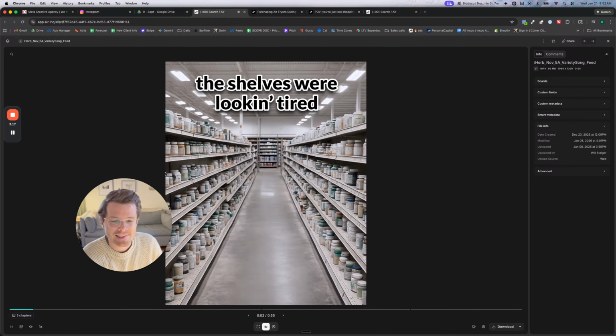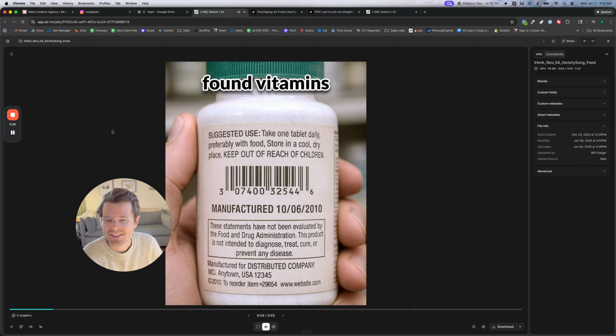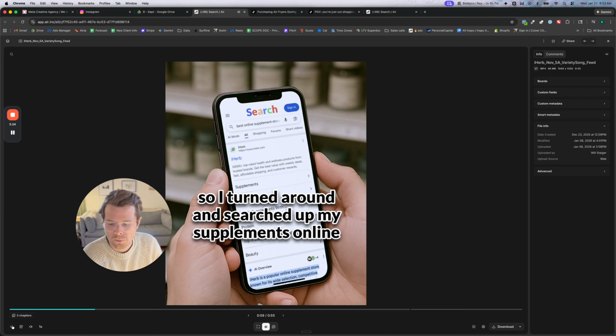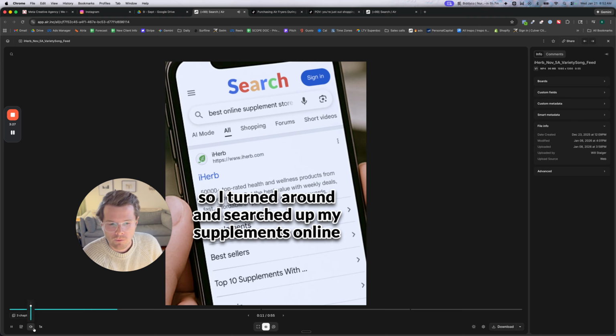Big box, the shelves were looking tired. Found vitamins from 2010, pretty sure that's expired. So I turned around and searched up my supplements online.